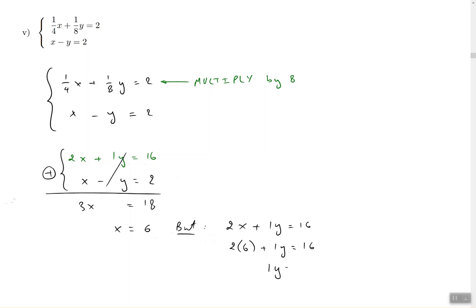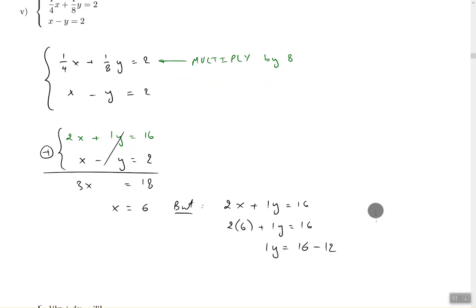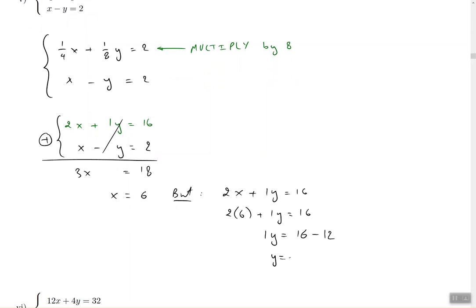So this means that 1y is going to be 16 minus the 12 that I'm bringing from the other side, because 6 times 2 is 12. And so this means that y is going to be 4. So the answer in this problem is going to be (6, 4). So that's the answer, and we say that the system is consistent and independent. So that's the end of that one.